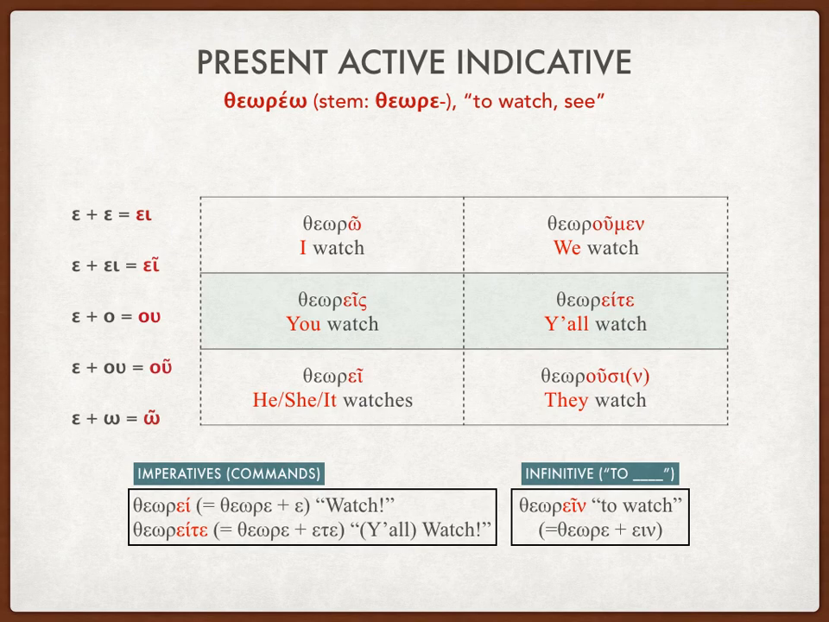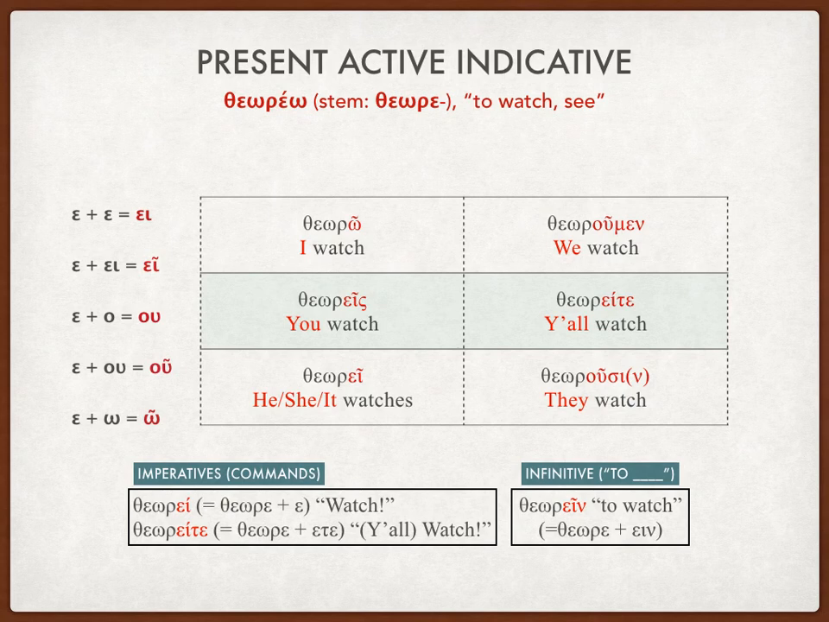So this is really important when you have an epsilon contract verb to remember those combination rules. So not theoreamen, but theoroumen. Theoroumen, we watch. The next one down, theoreite, y'all watch, is just from eite, the normal y'all ending, with epsilon. Epsilon plus epsilon gives us a. That's something that's on the top of the left-hand side.